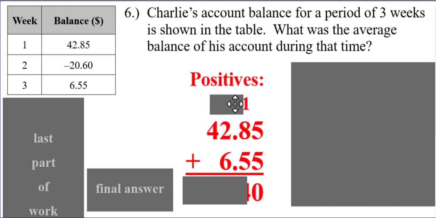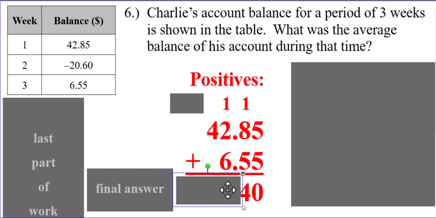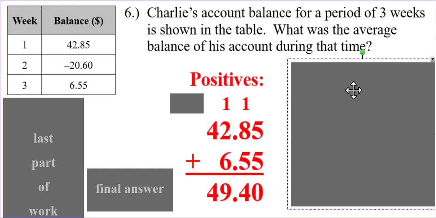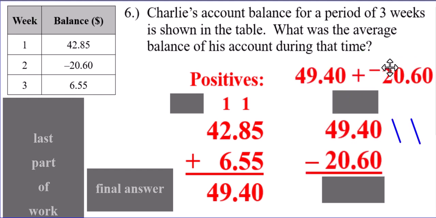This is going to give you 5 plus 5 is 10, carry the 1. 1 plus 5 plus 8 is 14, carry the 1 there. 1 plus 2 plus 6 is 9. Bring down the 4 as well. You're going to get 49.4. But now you need to add that to the negative $20.60.